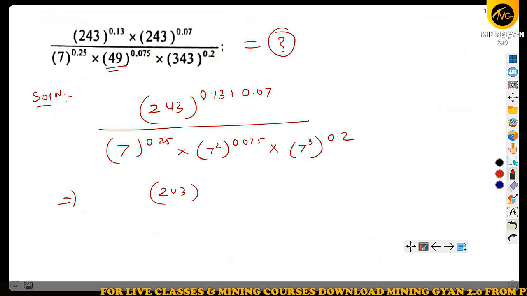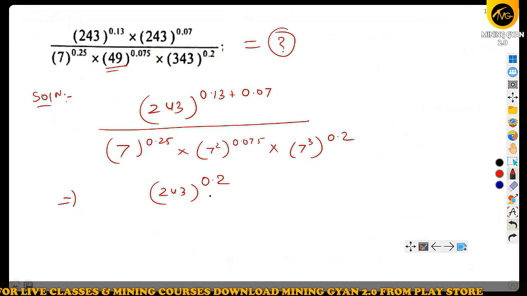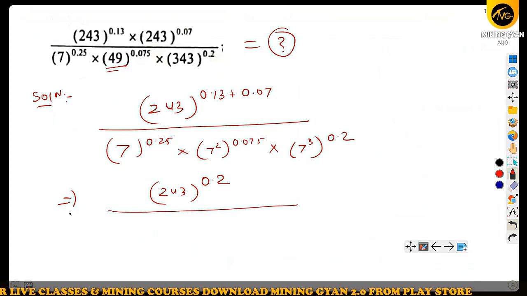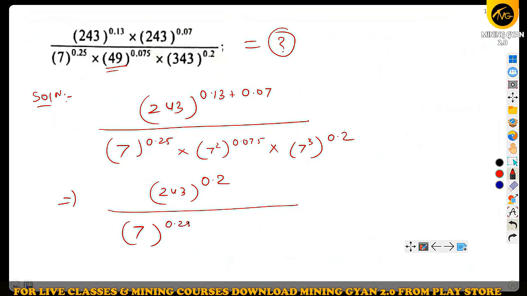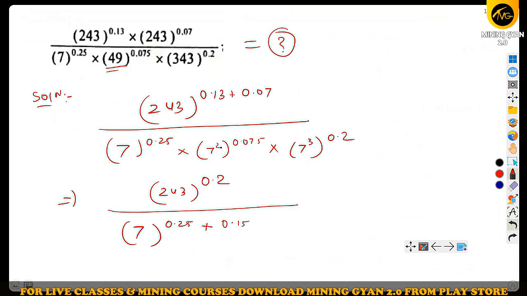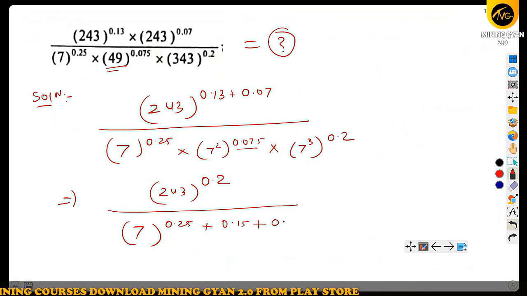One step ahead, 243 whole power 0.13 plus 0.07, that means 0.2. Now 7 whole power 0.25 plus 2 into 0.075, that means 0.15, right? 2 into 0.075 means 0.15. Similarly plus 3 into 0.2, that means 0.6.